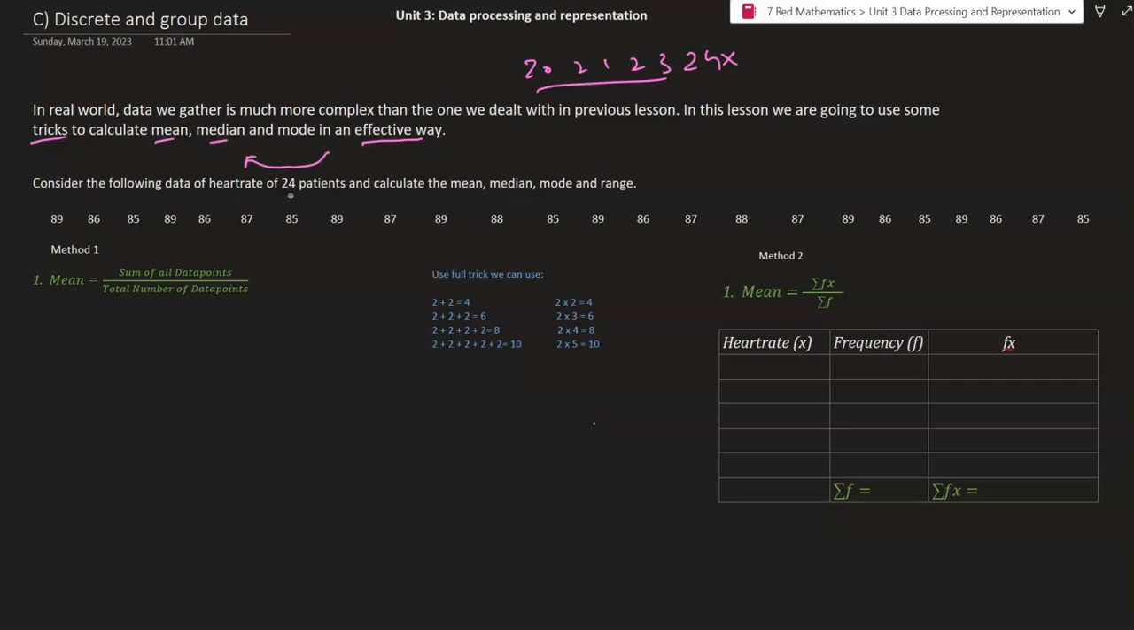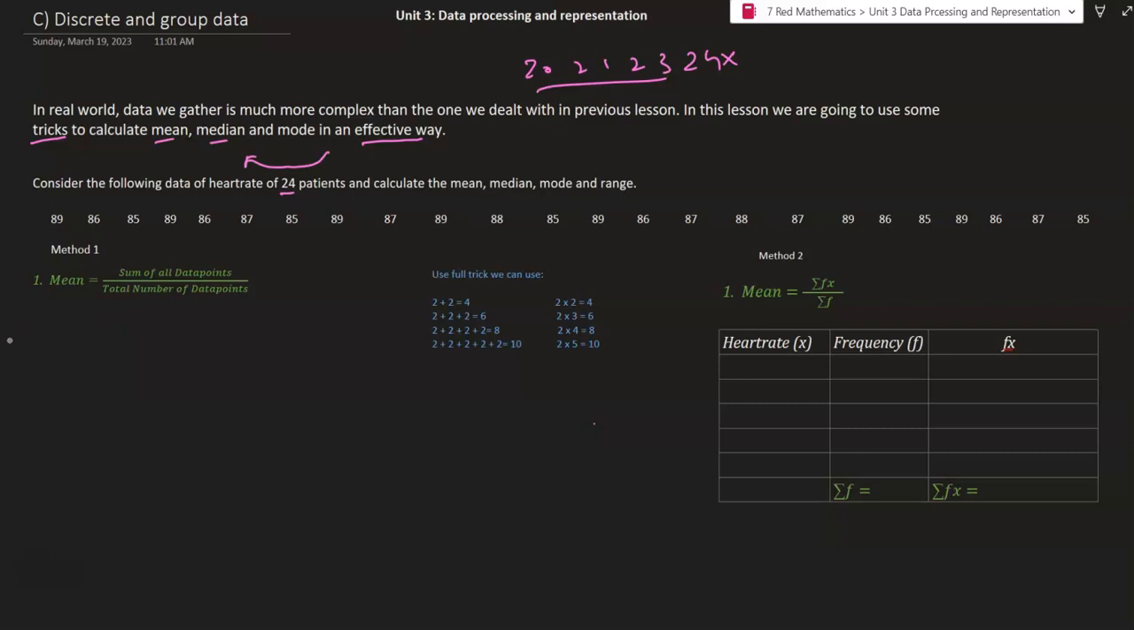So let's consider the following data. Consider the following data of heart rate of 24 patients. In this case, we have a lot more data points. First, we had at most 6 or 7 data points. Now we have 24, and we have to calculate the mean, median, mode, and the range of it. So once we look at this data, we know that method one is: mean is equal to the sum of all data points divided by the total number of data points.